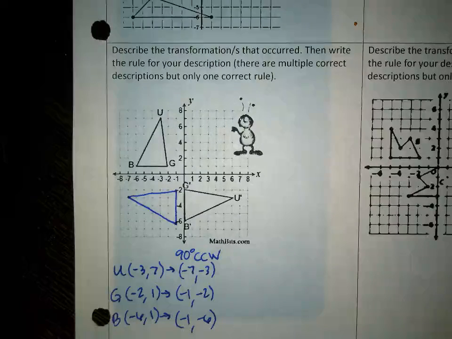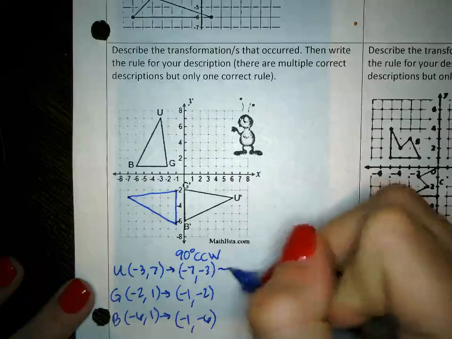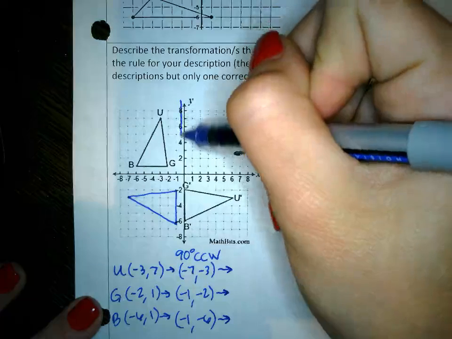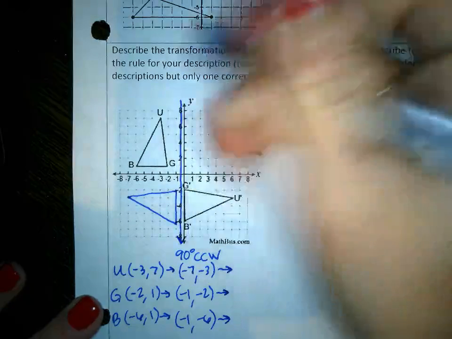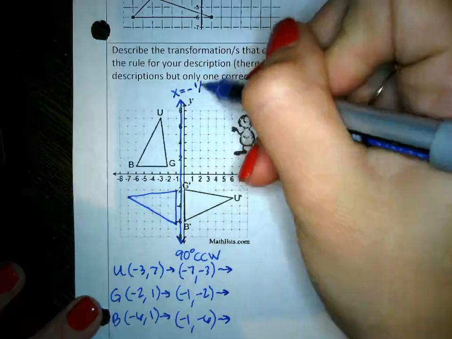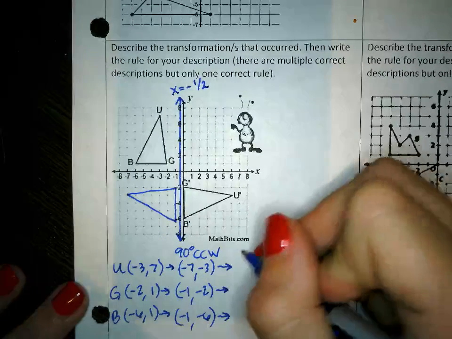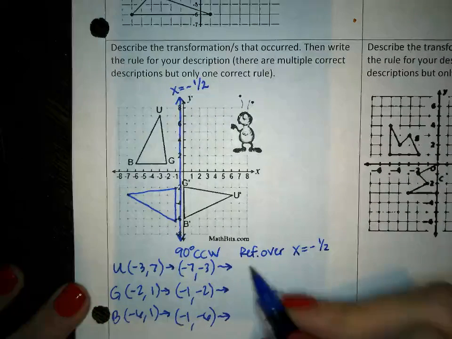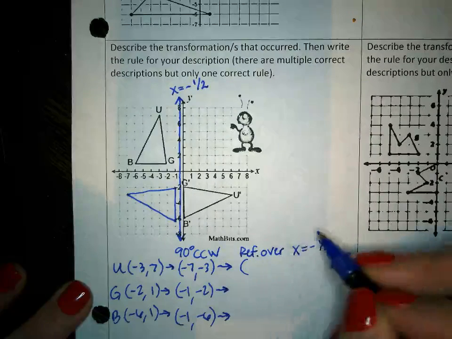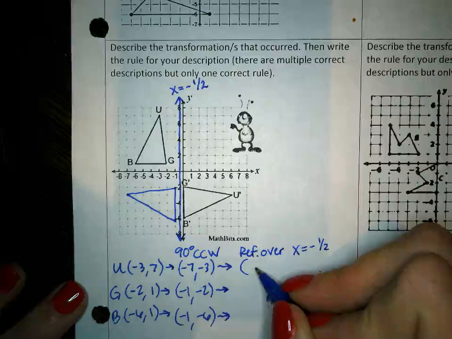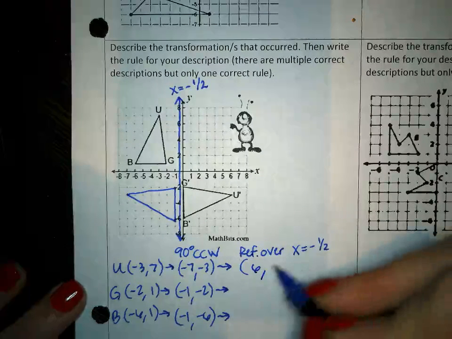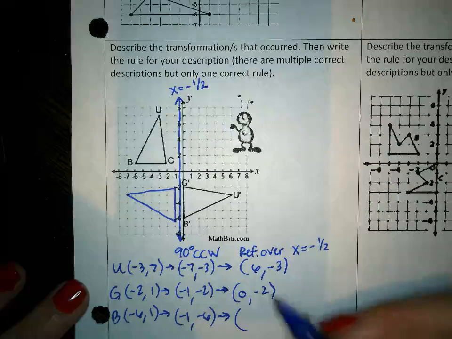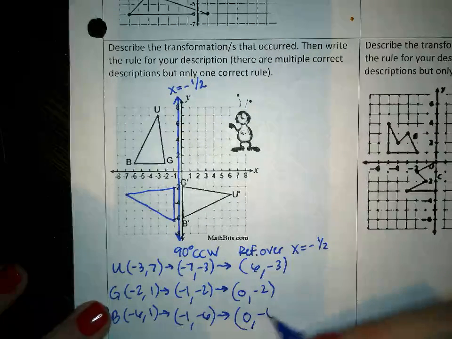All right, so looks like the only thing I have left to do is to reflect, and I'm actually going to reflect over the line x equals -1/2, or 0.5. And if I do that, it looks like we're then going to land on, that would be 6, -3. That would be 0, -2. And then the last one would be 0, -6.